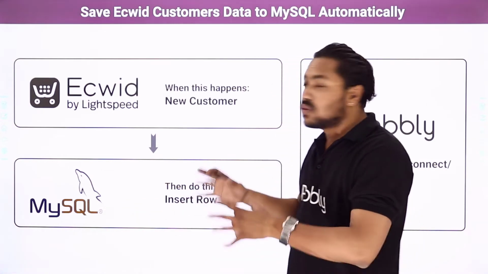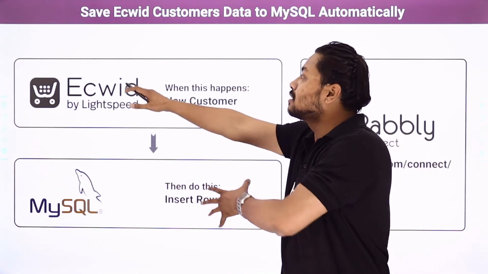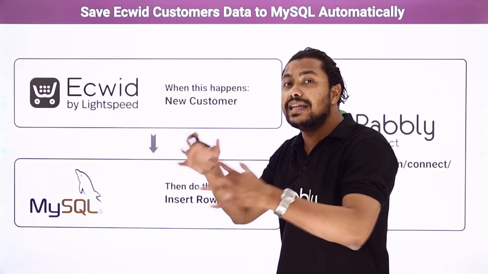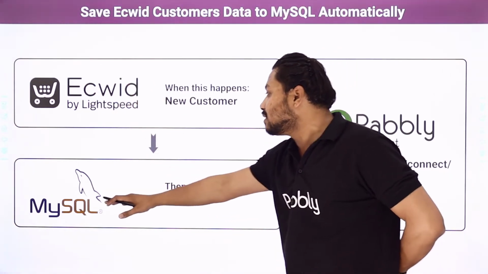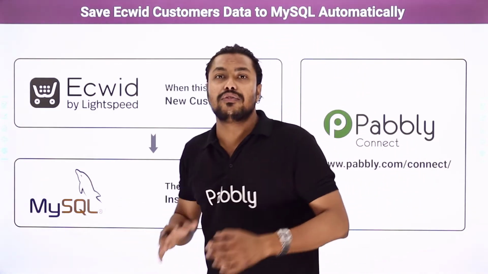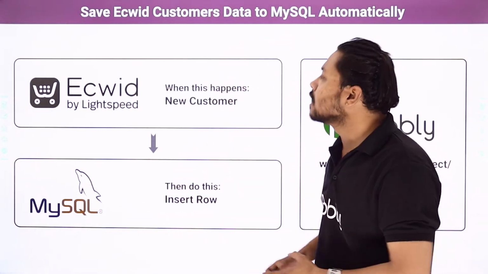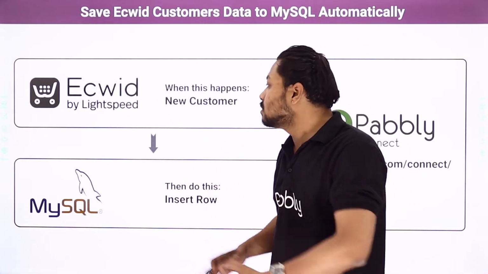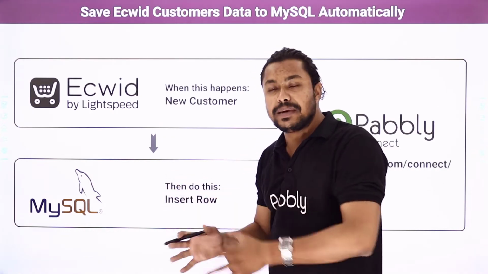We are going to connect this with our MySQL so that whenever we have a new customer in our Ecwid account, the details will be automatically sent to our MySQL, and there a new row will be created in a particular table. Now, Ecwid is an online platform which is used for building online stores, and MySQL is a database management software.